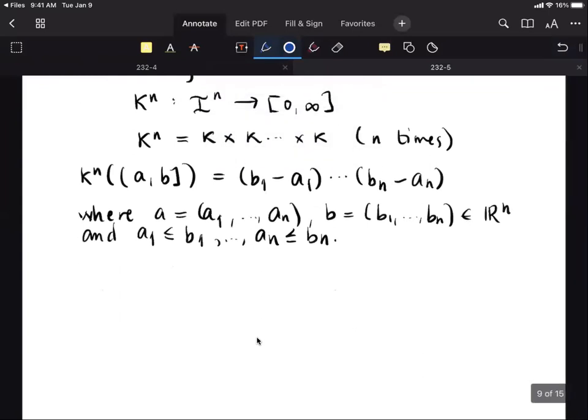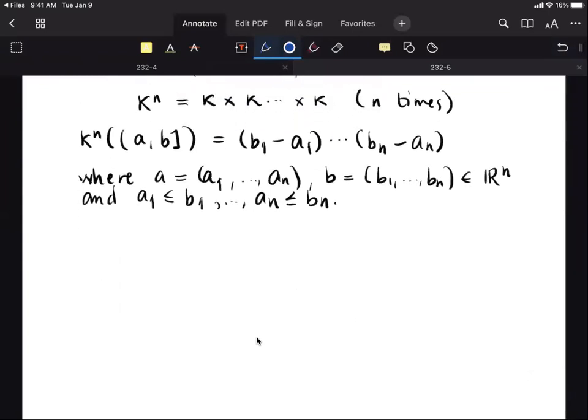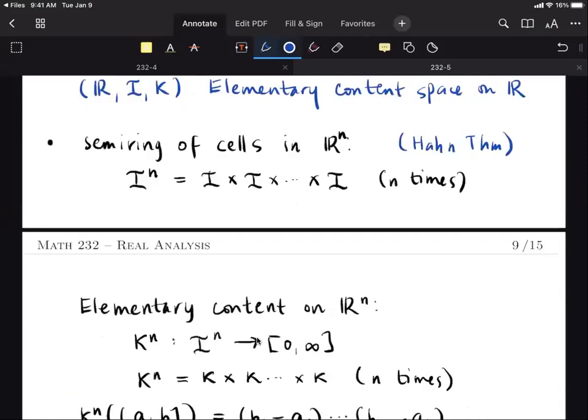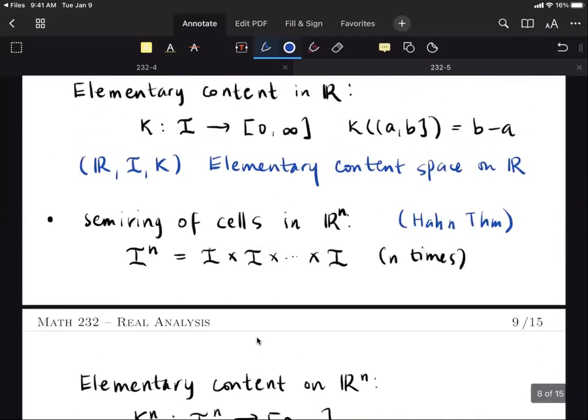And analogous to the one-dimensional case, so you have Rn, the cells in Rn, and the elementary content kappa n. We will call this the elementary content space in Rn. So take note that if n is equal to 1, then we just end up with the previous elementary content space.